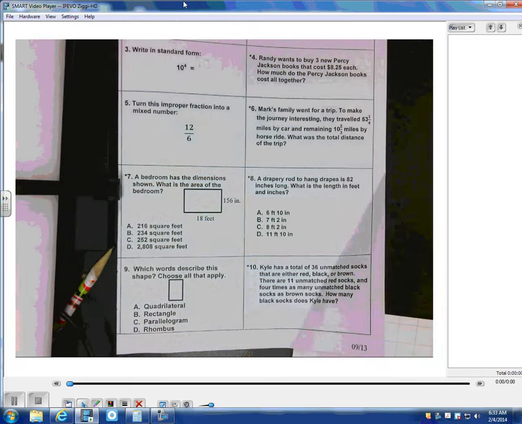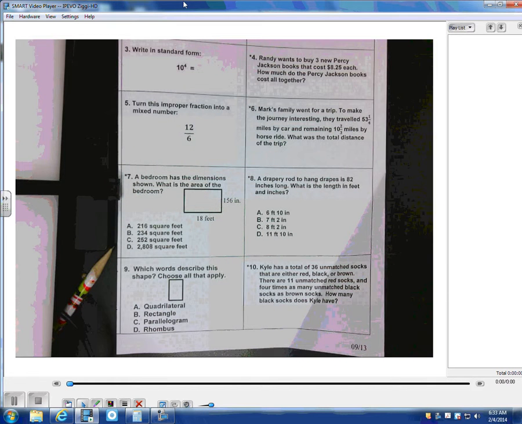Let's look at number 8. It says a drapery rod to hang drapes is 82 inches long. What is the length in feet and inches? So again, a drapery rod to hang drapes is 82 inches long. What is the length in feet and inches?